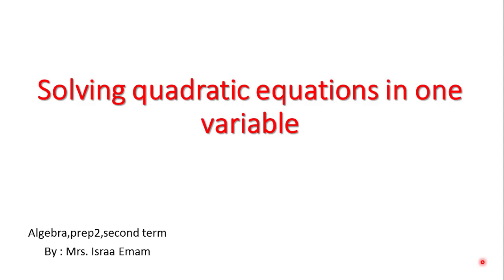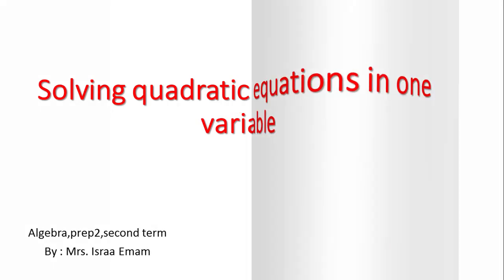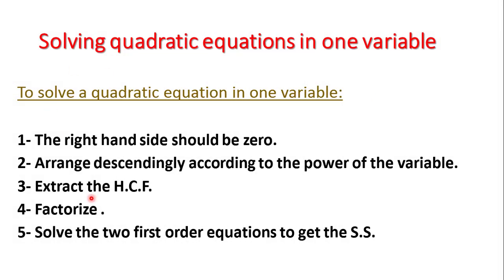In Prep 2, we have studied 7 parts of factorization. Today we want to learn how to solve quadratic equations in one variable. Quadratic equations mean the equation is of the second degree, and we have only one variable. We have steps. If you want to solve a quadratic equation in one variable, at first you should be sure that the right hand side equals 0. Then you will arrange according to the power of this variable, extract the highest common factor, factorize, and finally solve the two first order equations.